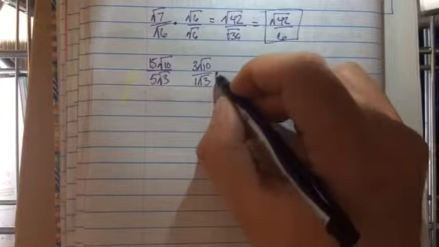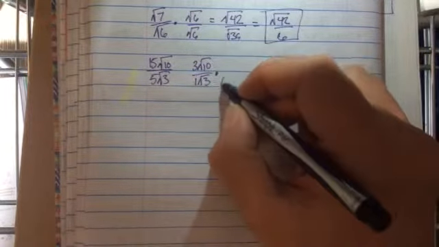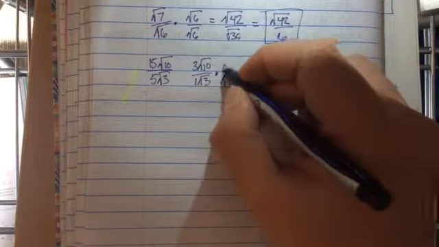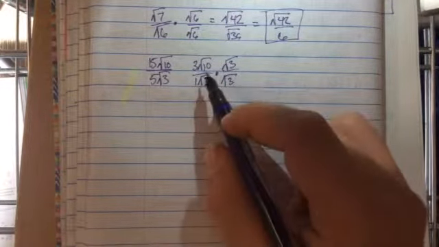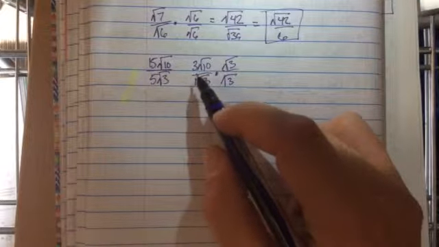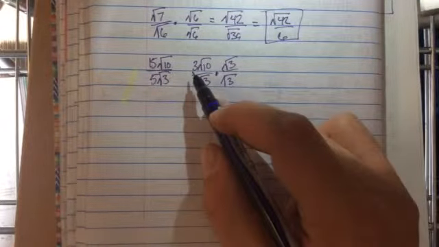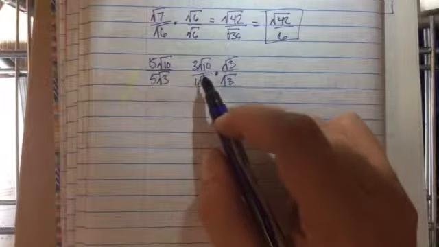So now we need to rationalize because we've simplified. To rationalize, we're going to multiply by the square root of 3 to the numerator and the denominator. From here, we need to multiply our coefficients and multiply our radicands. Zach?